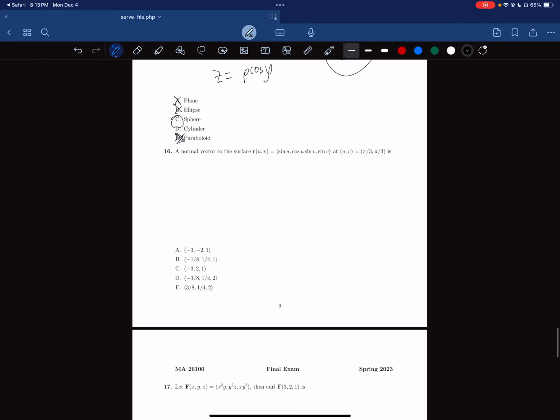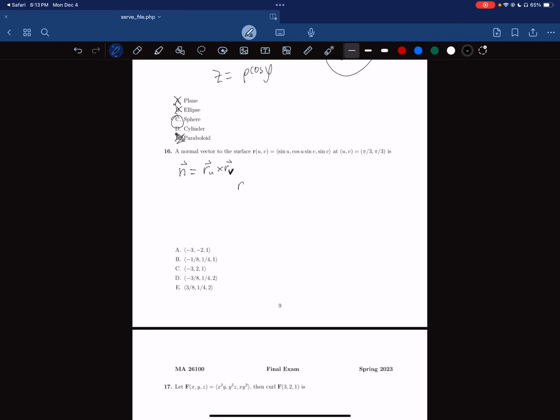Number 16, a normal vector to the surface r of u,v equals sine u, cos u sine v, at u,v equals pi over 3, pi over 3 is what? Okay, so we're really just looking for the normal. So our normal vector to this is just going to be r_u cross r_v. Just making sure that's a v. These texts really look similar, huh?